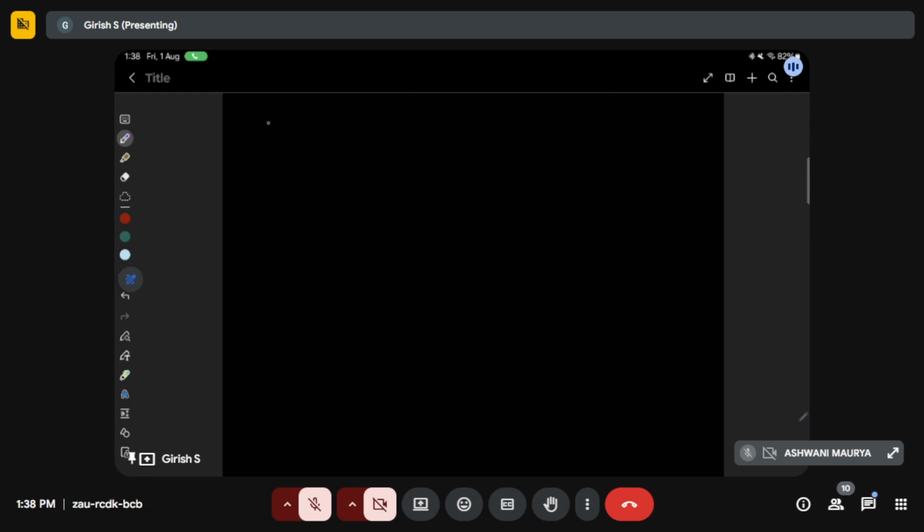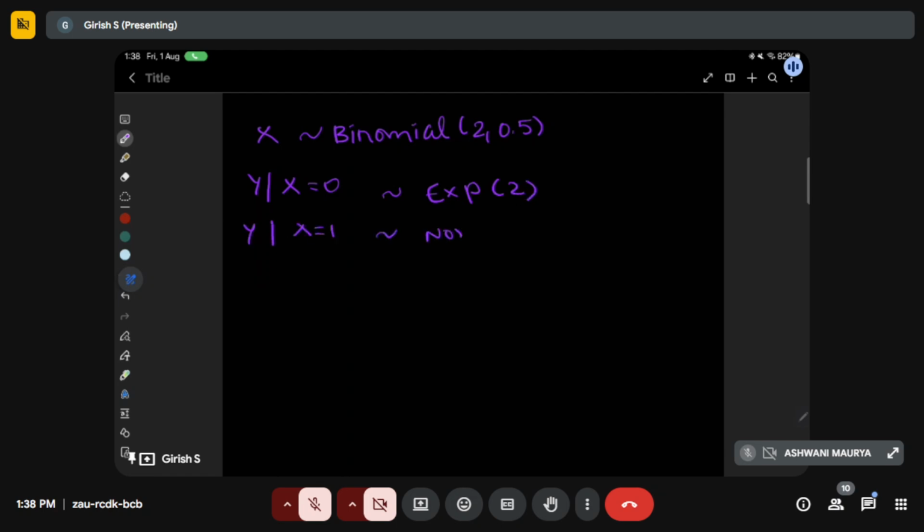So we have x, okay? X follows binomial distribution with 2, 0.5. And we have y given x is equal to 0. This follows exponential with 2. And y given x is equal to 1 follows normal with 0, 4. Y given x is equal to 2 follows uniform.